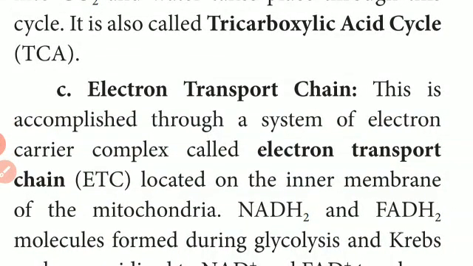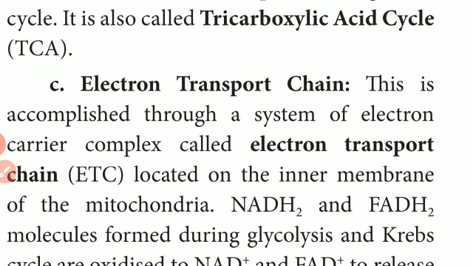This is accomplished through a system of electron carriers. The complex is called the electron transport chain, located in the inner membrane of the mitochondria. So there are 3 things we have to know. Glycolysis is happening in the cytoplasm, the Krebs cycle is happening in the mitochondrial matrix, and the electron transport is happening in the inner membrane of the mitochondria. One more question they may ask, so we have to remember that.